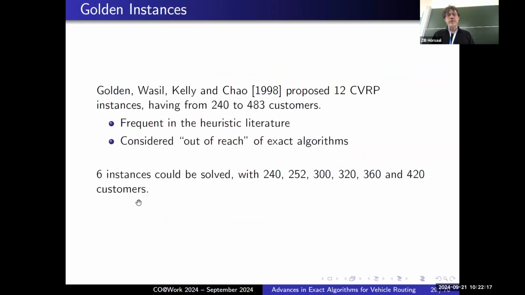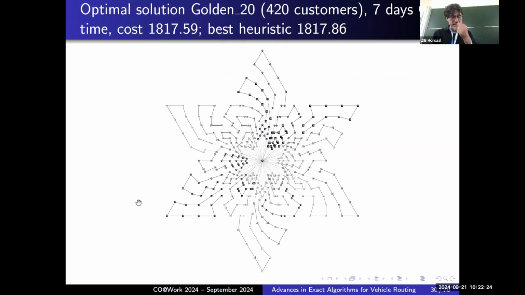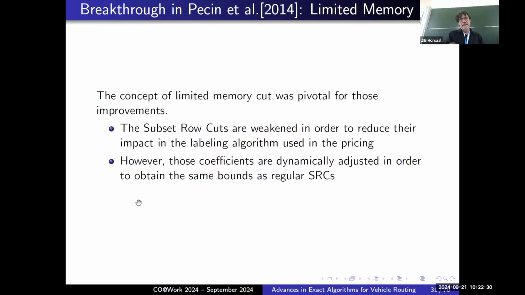There were some larger instances in the literature, but they were considered to be out of reach, but now they could be solved. For example, this golden instance here. And actually, perhaps the breakthrough in this work was the concept of limited memory cut.